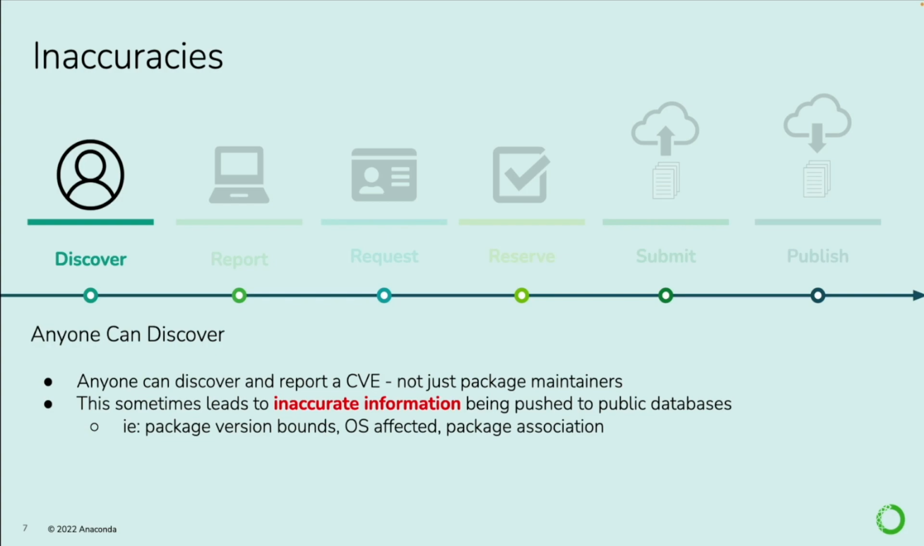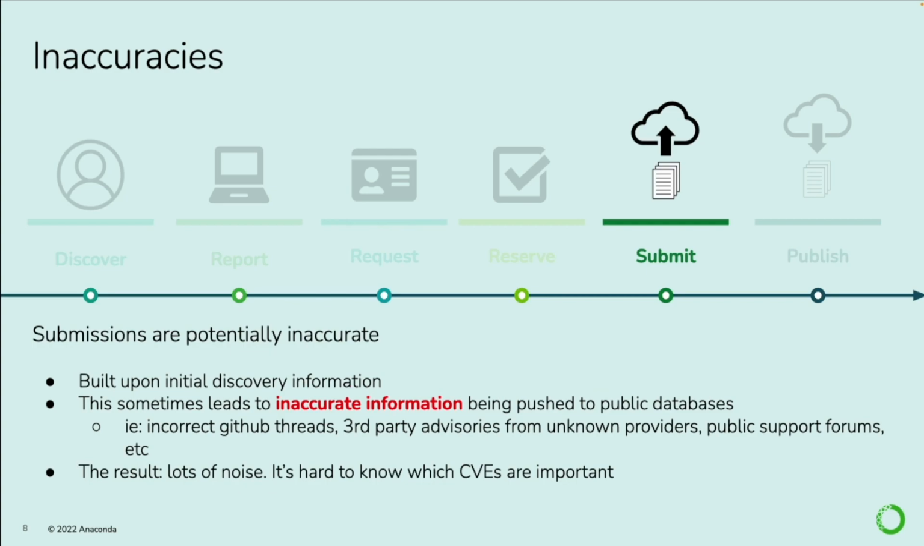First off is discovery. The crux of the issue is that anyone can discover and report a CVE. So it's not just package maintainers. And sometimes this can lead to inaccurate information making its way to the public databases. There's all kinds of examples of this, but a couple that we've listed here. You could have inaccurate package version bounds, or inaccuracy around which operating system is affected, or the package association sometimes is even wrong. It's perhaps actually a dependency and not the package itself, which can cause a lot of confusion.